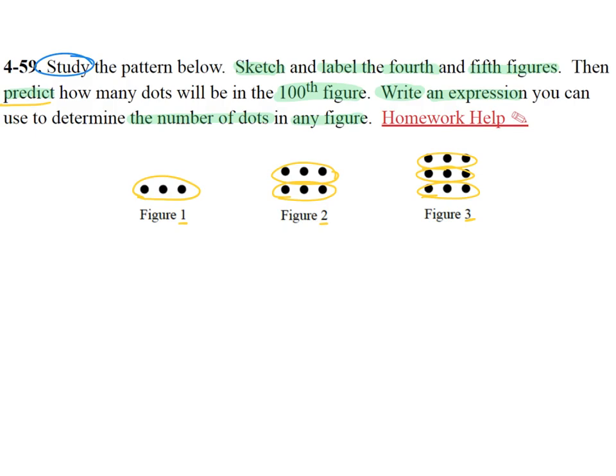So for figure 4, I would have technically 4 groups. 1, 2, 3, 4 groups of 3 dots. So check yourself, did you actually draw that? If I said total, that should be 12. And remember, you have to do the fifth figure as well on your own. So right now my prediction is, with a 100 figure I should have 100 groups of 3. So what number would that be?